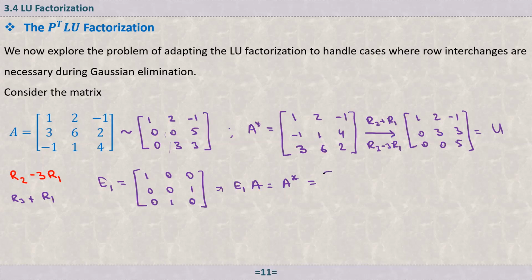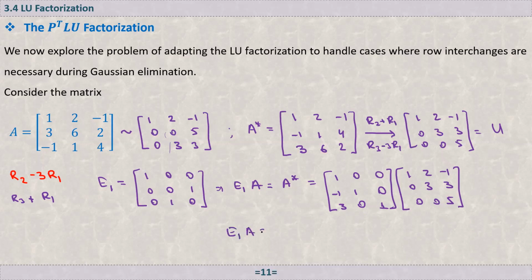And how about L? So here we have L. L is 1, 0, 0, 1, 0, and here we have 1. What is 2, 1 entry here? Here negative 1, right? And how about 3, 1? Here we have it is 3, and that thing is 0 because we didn't have anything. And how about U? U is that matrix 1, 2, negative 1, 0, 3, 3, 0, 0, 5. Right? So now this one is L, this one is U. What we have here is E1 times A. That's equal to LU, right?